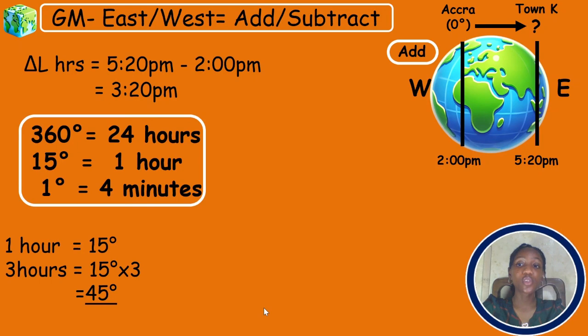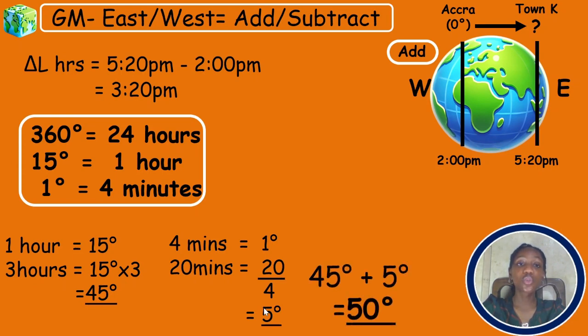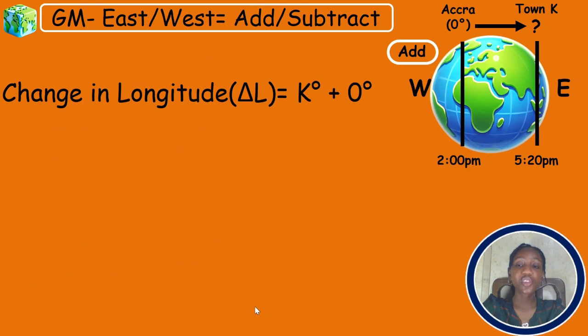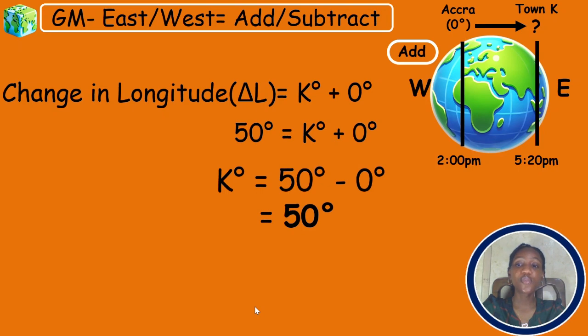Solving for 3 hours, we get 45 degrees, and for 20 minutes, we get 5 degrees. So the change in longitude in degrees is 50 degrees. So 3 hours 20 minutes is equal to 50 degrees, and this is not our final answer, mind you. This is the value for the change in longitude, but we are looking for the value of the longitude the town K is on. Now we've gotten the change in longitude already, so let's put it into the equation above. Solving for K, as you can already see, is 50 degrees.